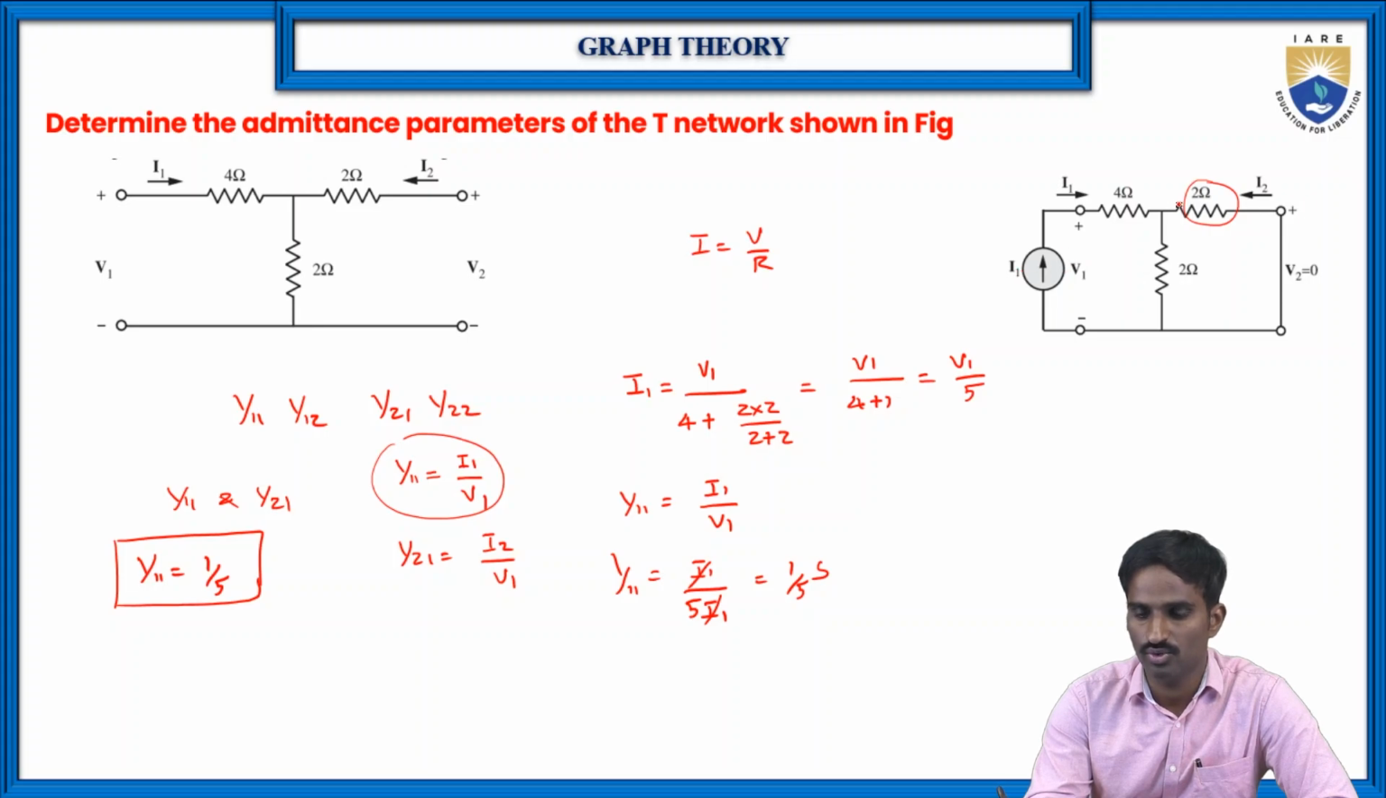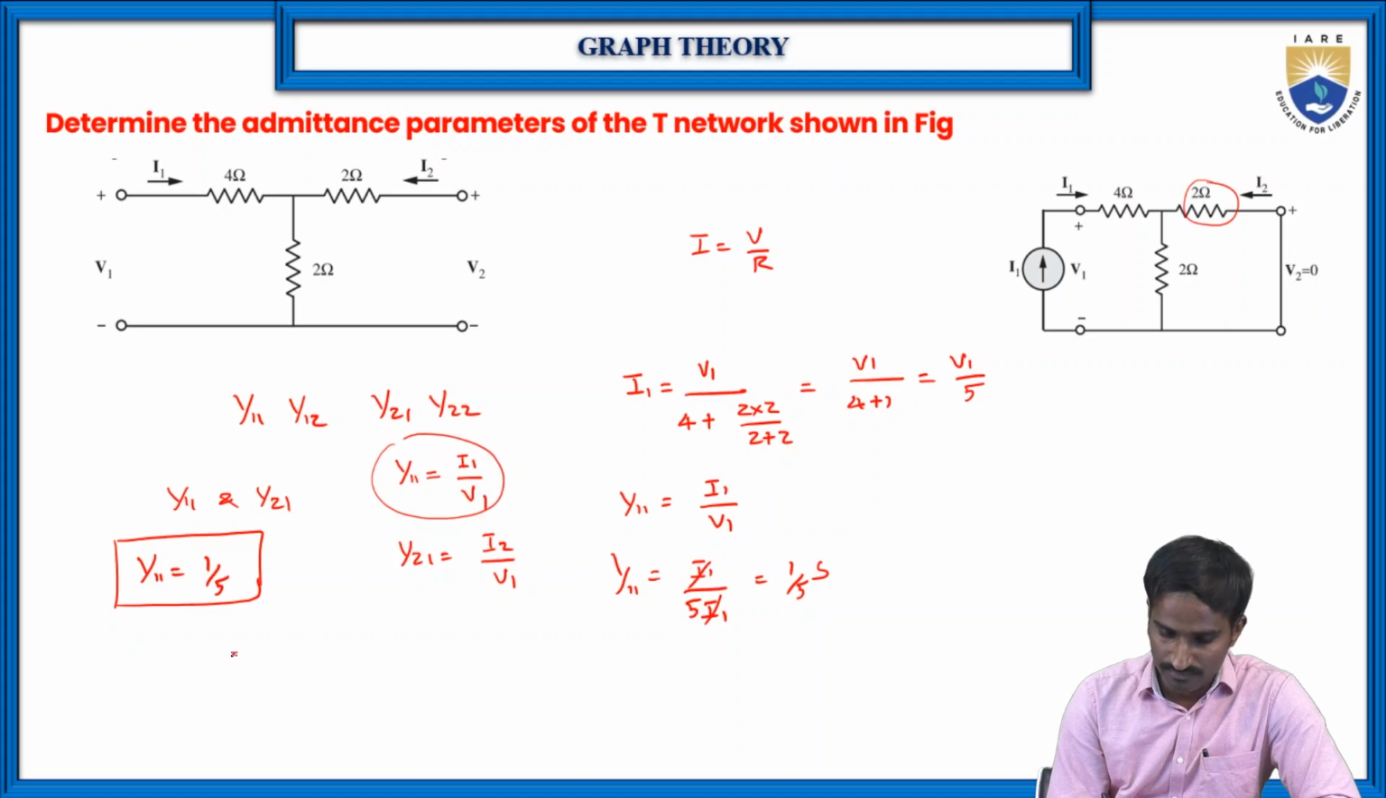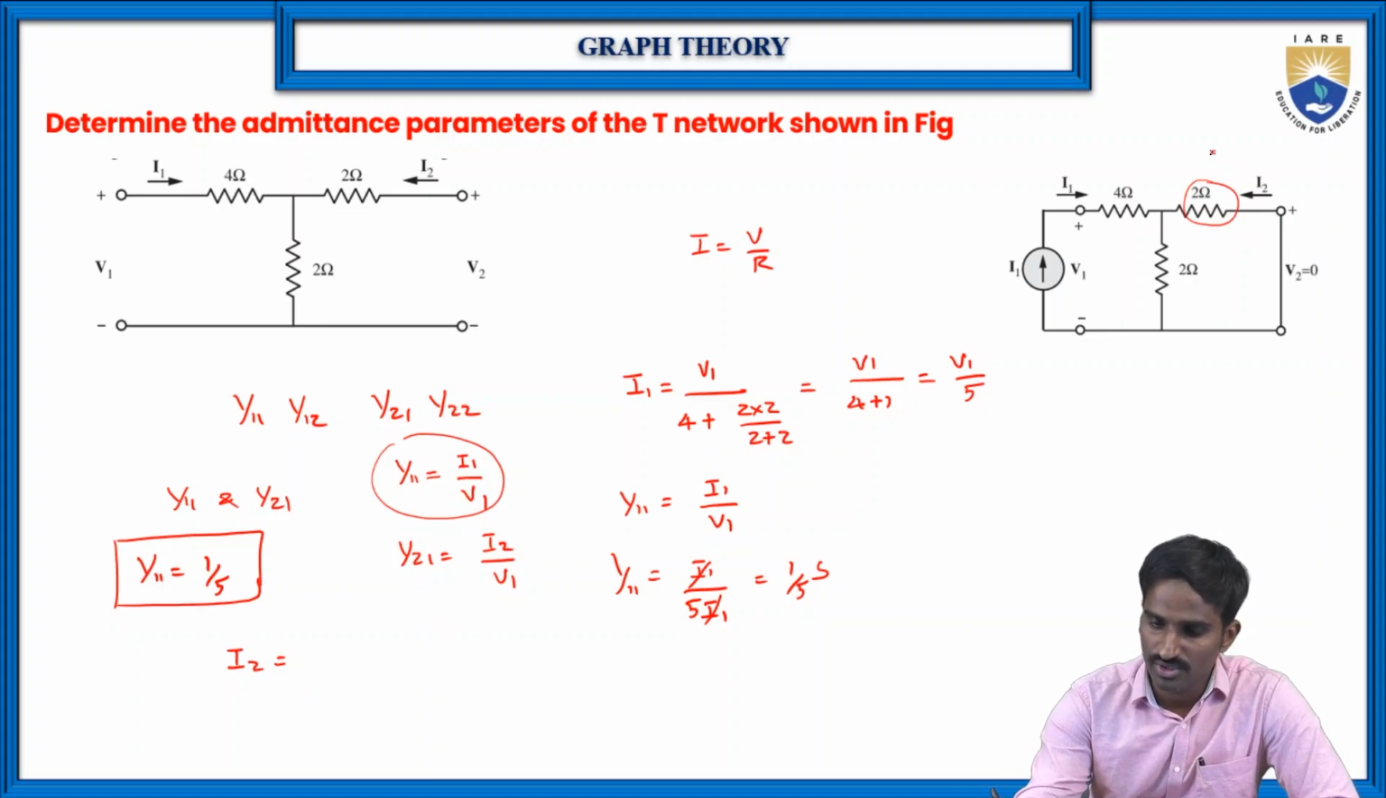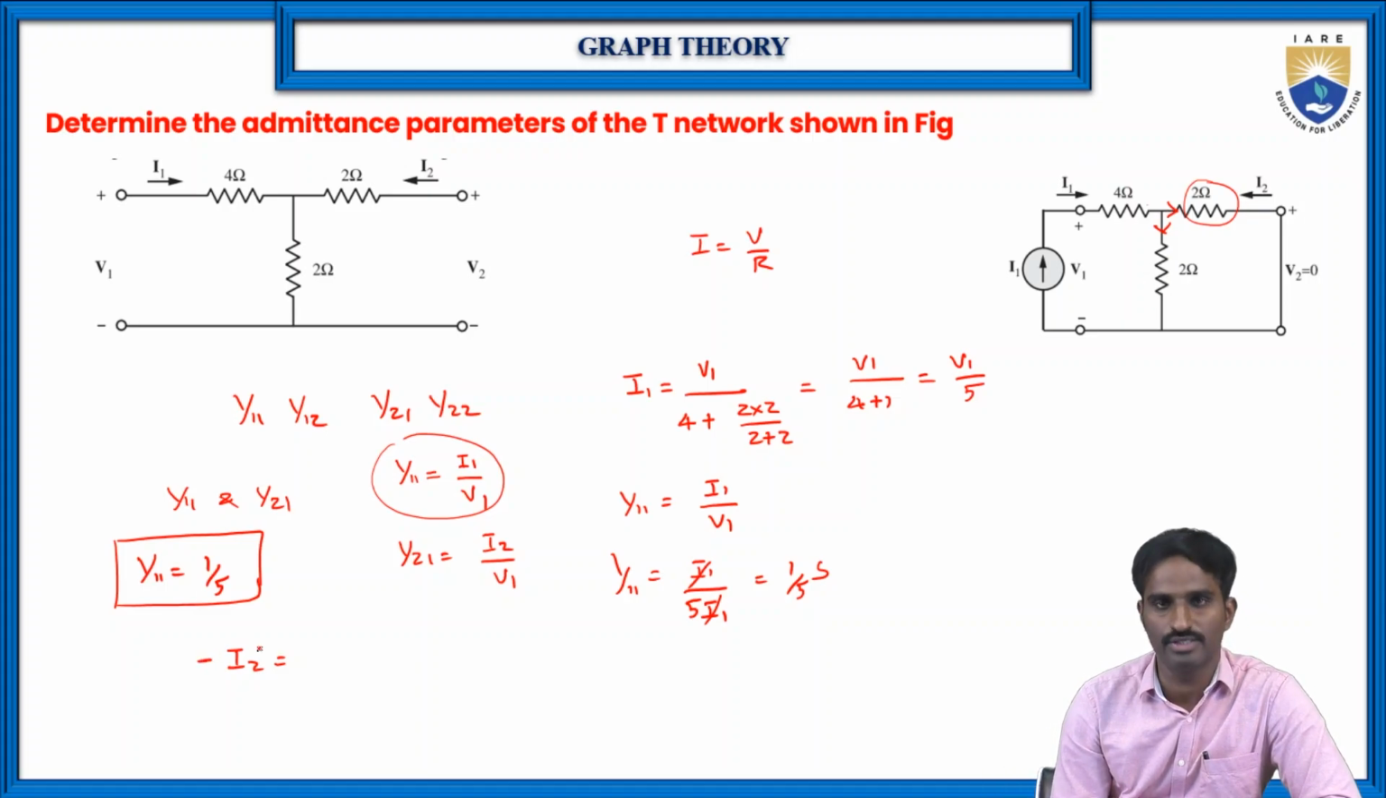So here I1 is the total current flowing through the circuit. Let us consider I2. Because I2 is in the opposite direction to the original direction, if this is the total current, so this is one current and this is another current, that's why here I am just considering minus I2, right?